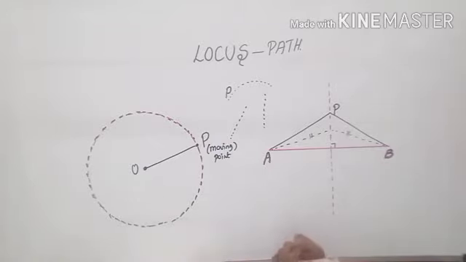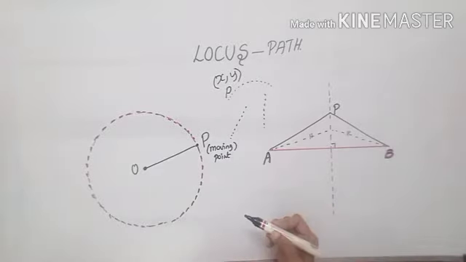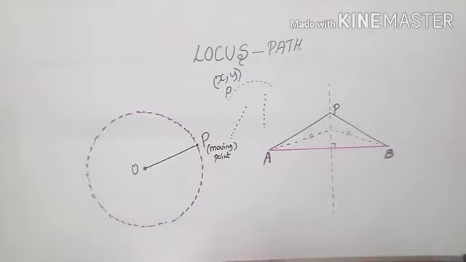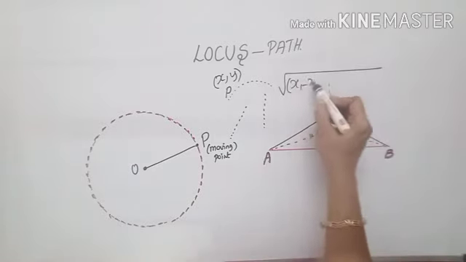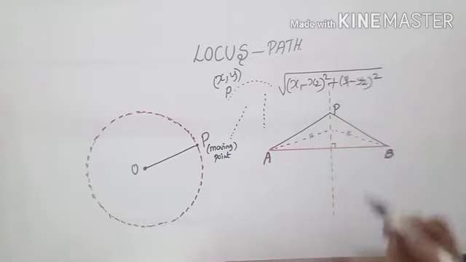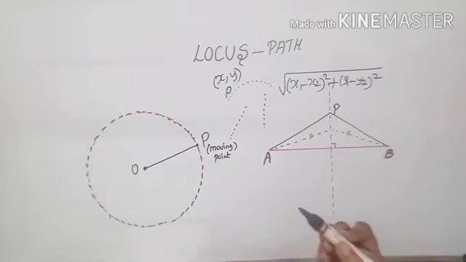For the exercise problems, take the moving point as x, y, and the fixed points, 1 or 2, they will give in the question. We need to find the distance. Majority we are dealing with distance. Remember the distance formula: root of x1 minus x2 the whole square plus y1 minus y2 the whole square. Using the distance idea and the conditions given in the problem, let us proceed.